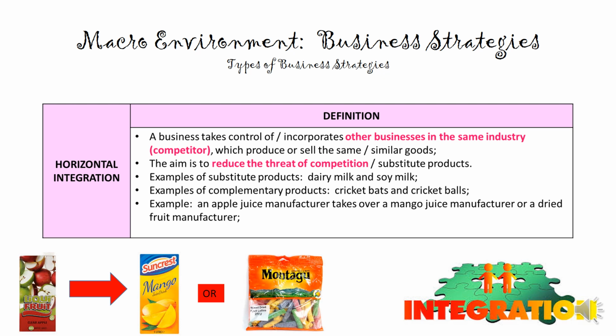All right, if there's more than one competitor, obviously people have to choose, right? Are they going to buy my juice? Are they going to buy somebody else's juice? If I take over the other juice company, and we merge it into one, I have eliminated my competition, and now there is only one juice company. So the whole idea is to reduce the threat of competition or the threat of substitute products.